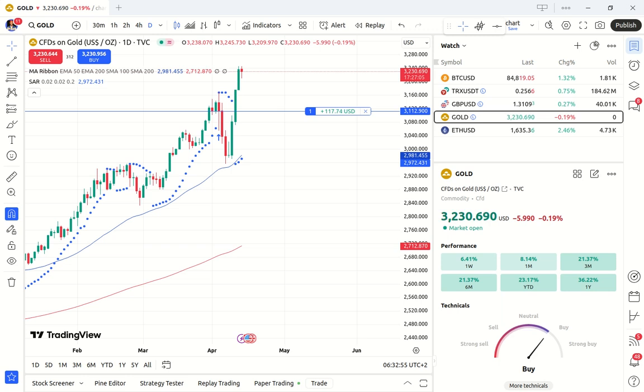So I'm going to read about the three white soldiers, a key pattern. It unfolds across three trading sessions and represents a strong price reversal from a bear market to a bull market.